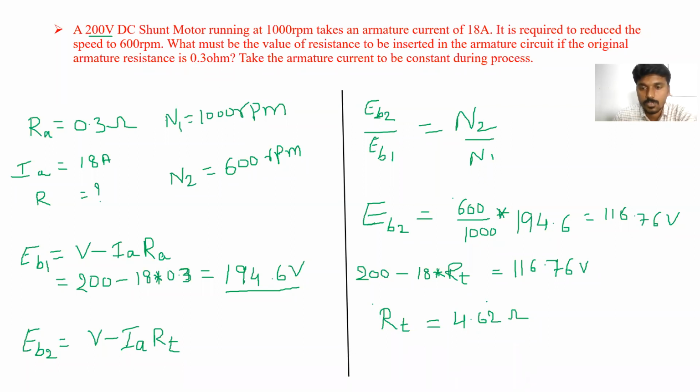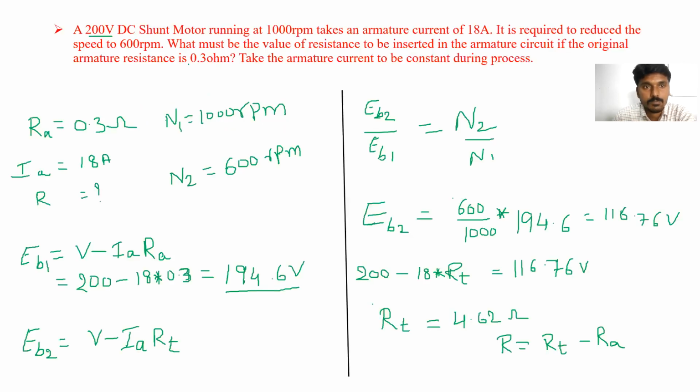Okay. So 4.62, R is nothing but the resistance that is necessary. This resistance is to be inserted to decrease the speed from 1000 rpm to 600 rpm. So R is equal to total resistance minus initial resistance, meaning armature resistance, RT minus RA.